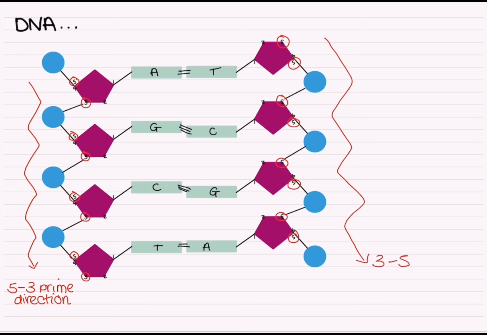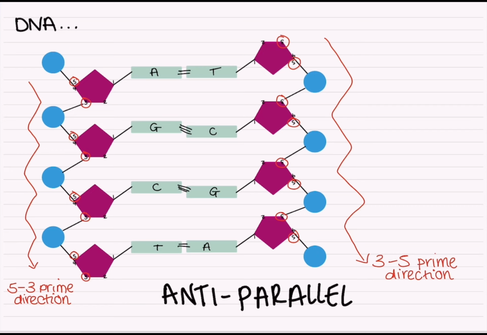Now look at the other strand on the right hand side. This has essentially been flipped 180 degrees. We read that strand with the third carbon above the fifth. Therefore, we say this strand runs in the 3 to 5 prime direction. This is why we refer to these strands as being anti-parallel.